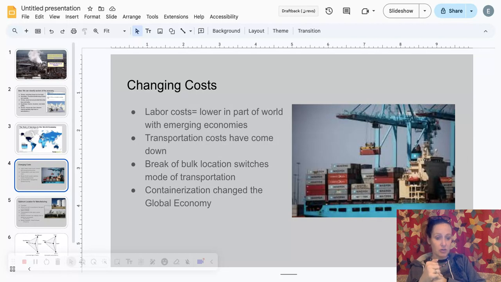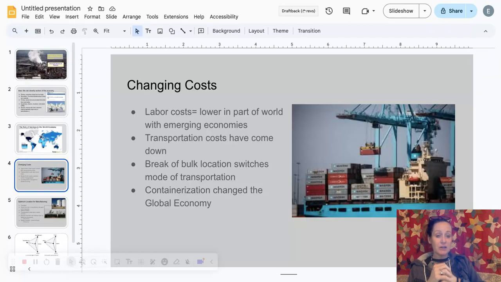Transportation costs have also come down. So it doesn't cost as much to ship things from one place to another. So it's easier for us to get goods from, say, China than it was years ago. A break of bulk location is where things switch. It switches from an 18-wheeler to an Amazon van, I don't know. Or from a ship to a railway, from a railway to an 18-wheeler, right?